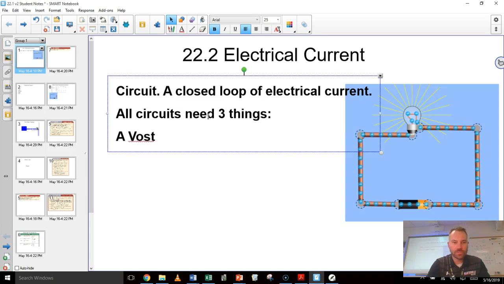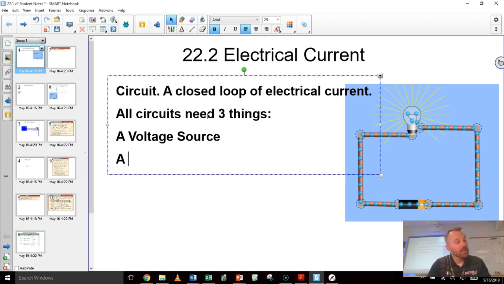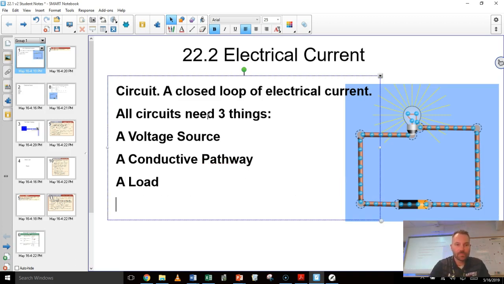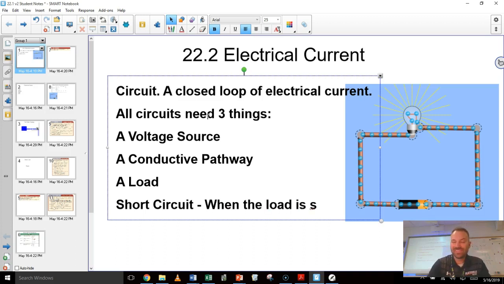A voltage source. A conductive pathway. And a load. A short circuit. When the load is skipped or missing.